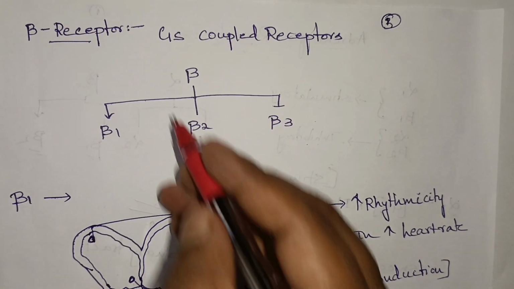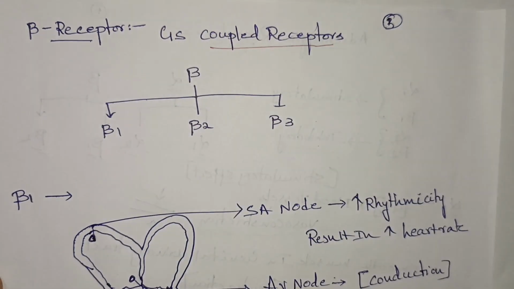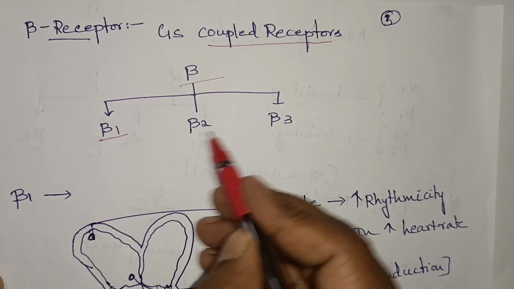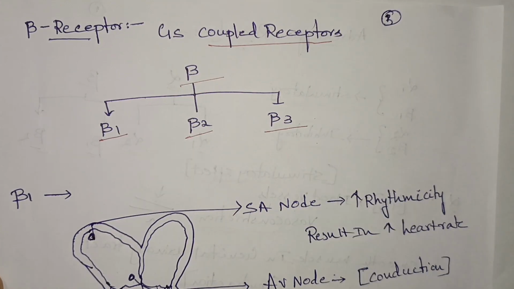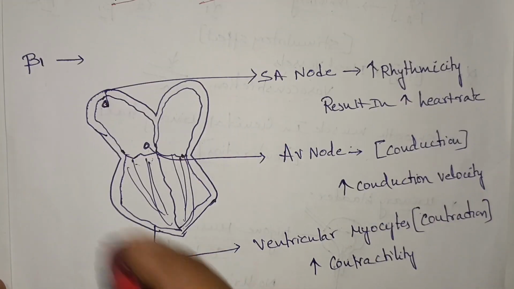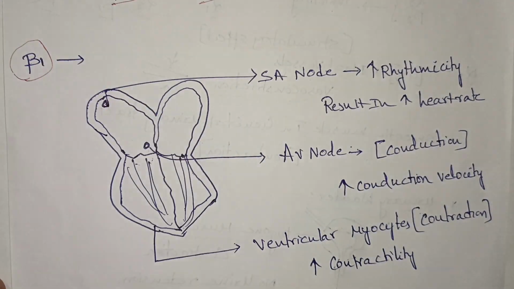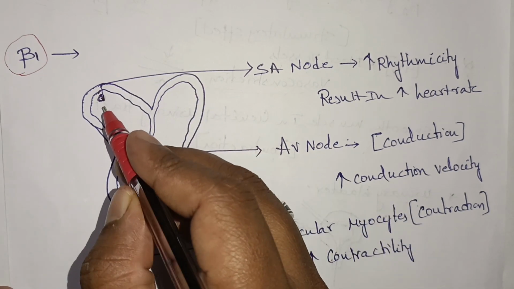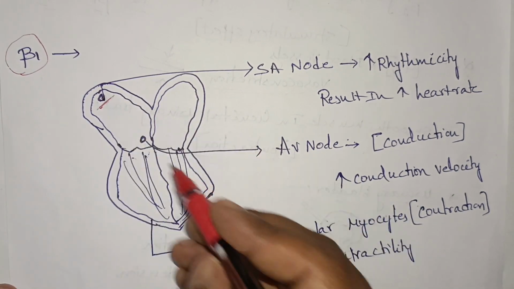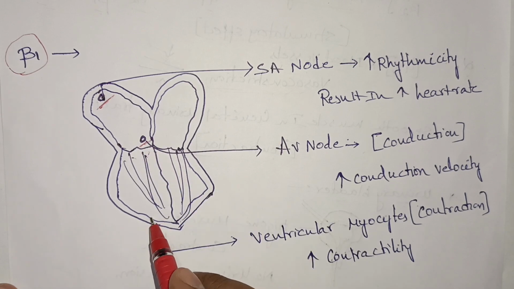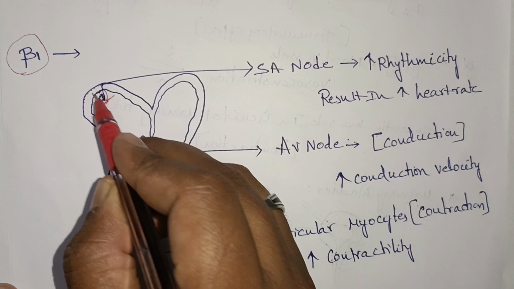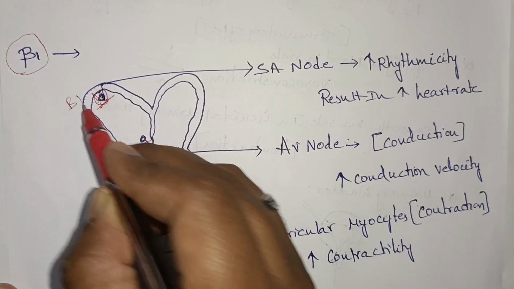Next, beta receptors. Beta receptors are mainly divided into 3 parts: beta 1, beta 2, beta 3. First one, beta 1. We know beta 1 is mainly found in the heart, in different areas like the SA node, AV node and ventricles. The SA node contains beta 1 receptor.